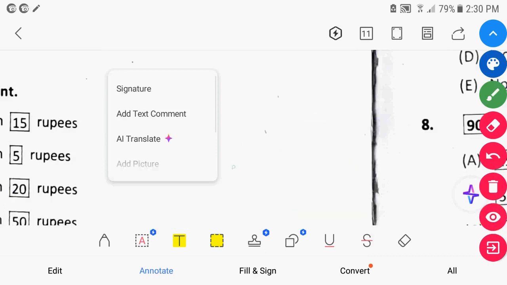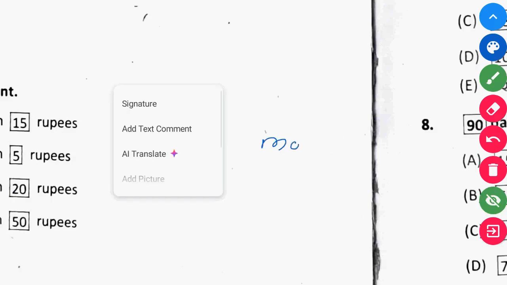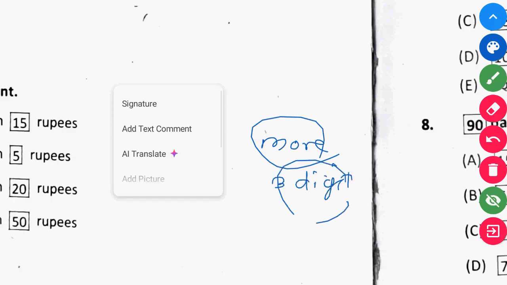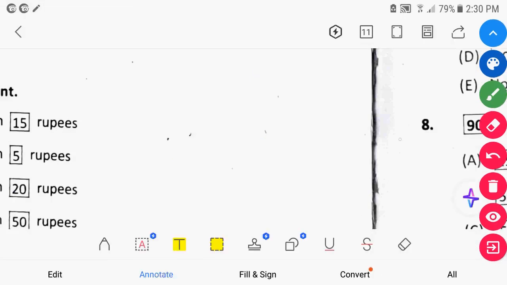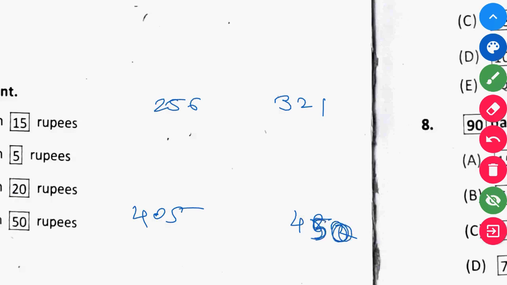Okay, in terms of numbers, when we compare numbers which have more digits, which are three-digit numbers, while comparing three-digit numbers, suppose the numbers are like 256 and 321, we have to compare, and 405 and 450, if we have to compare.